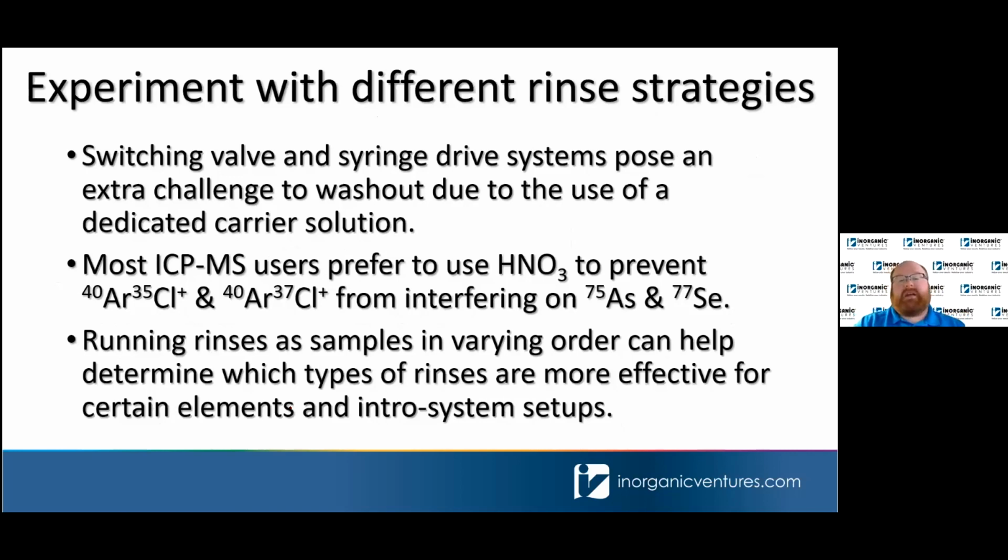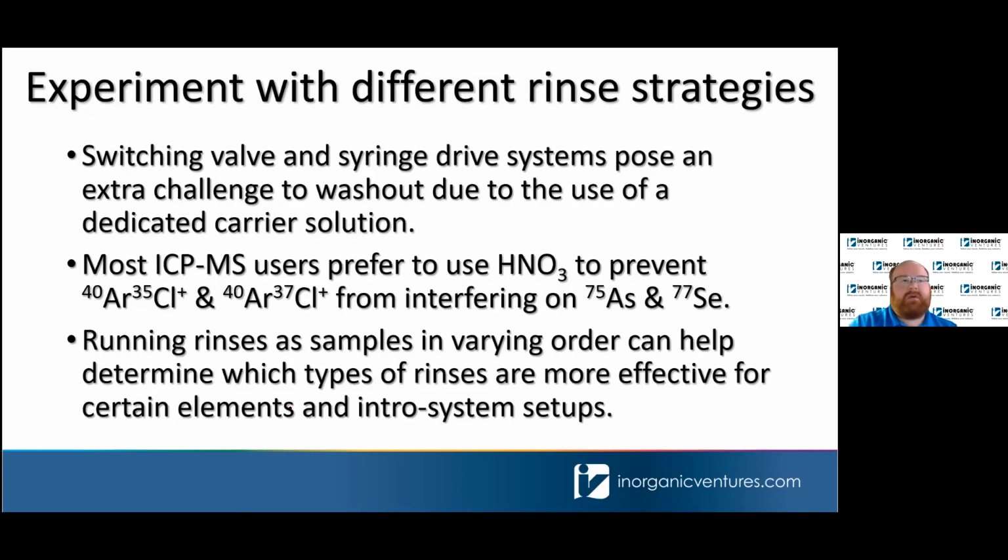Next, you'll want to experiment with different rinse strategies. So what I mean by that is, switching it, using one type of rinse for a couple samples, using a different rinse for a couple more. This is actually really important when you have a switching valve or a syringe drive, because you have a dedicated carrier solution that you never change. You can't really swap another valve for that. That gets pretty complicated. But most of us want to keep that as nitric acid for whatever reasons. But for the mass spec, of course, argon chloride interferes on arsenic and selenium.